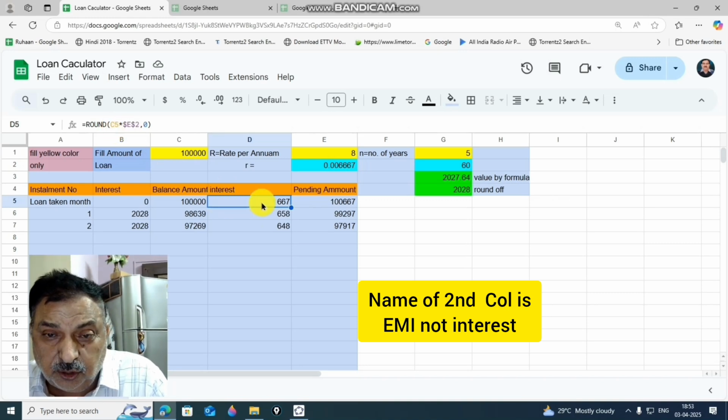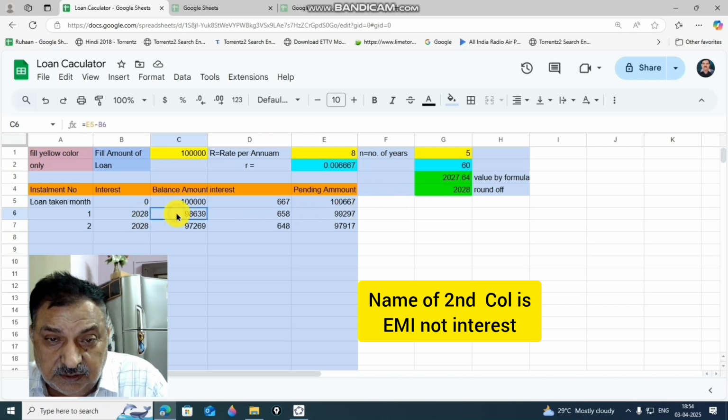Simply, the rate of interest for this month is this. The total value we have to pay is this amount plus interest, and our first installment rounded is 2028. The balance value is obtained by subtracting: E5 minus B6. This is our balance value. Now what will be the interest? Rate of interest upon this value, C6. We have just completed 2 lines.